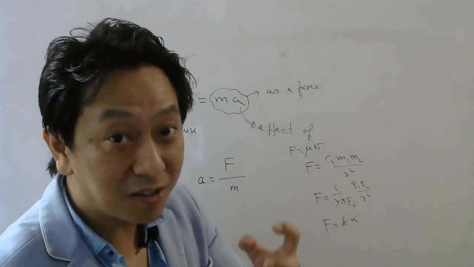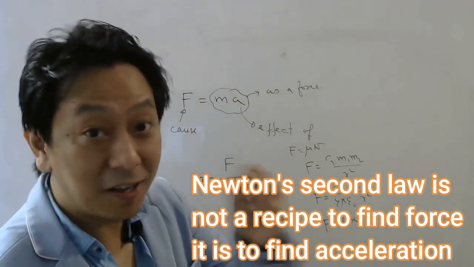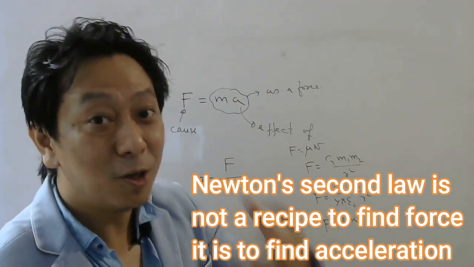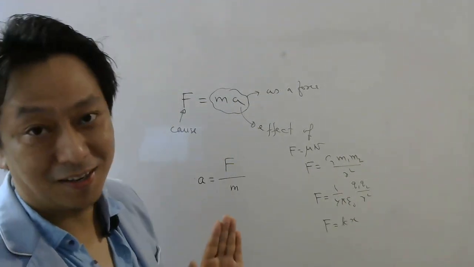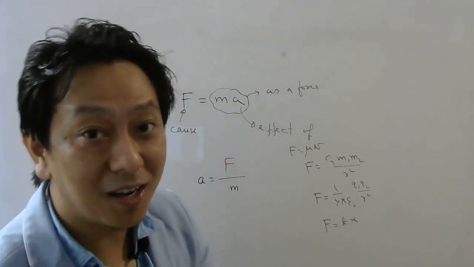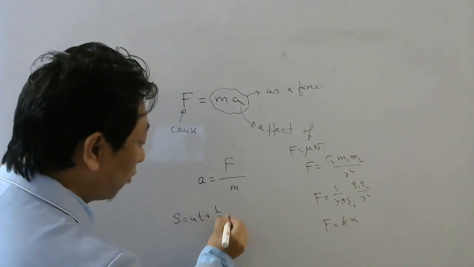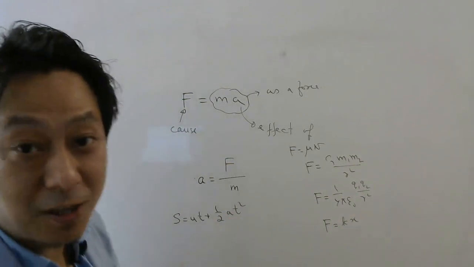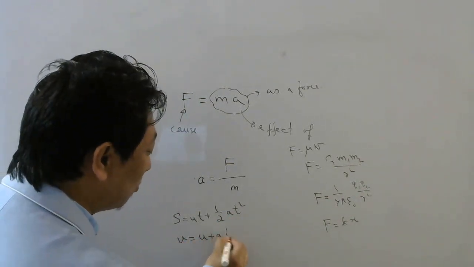Once you know the laws that give you the force, then Newton's second law is not a recipe to find the force. Newton's second law is a recipe to find the acceleration. Why? Because once you get the acceleration, then you can find displacement using this formula, right? S equal to ut plus half at square. You can find the final velocity v equal to u plus at.